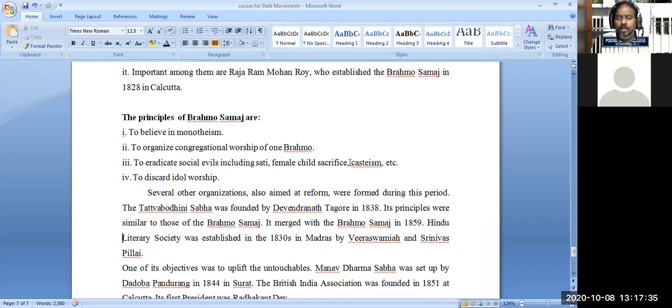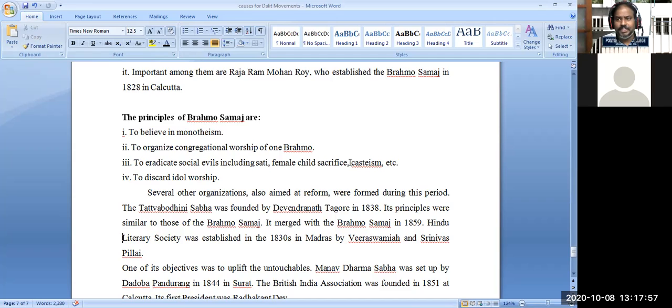Okay, so these are the important Hindu social reformers. We call them Hindu social reformers, who made the Dalits aware of their rights and of the unwanted rituals in Hinduism at that time.